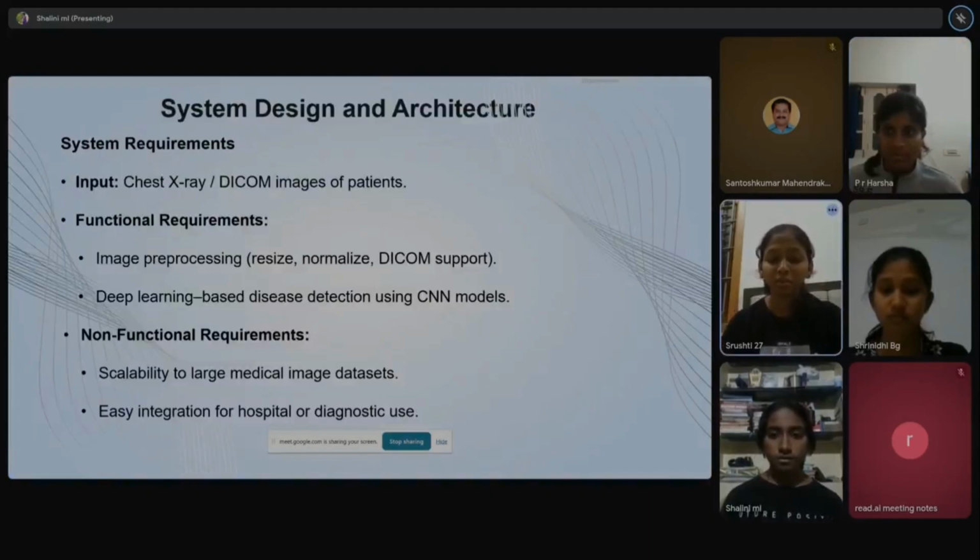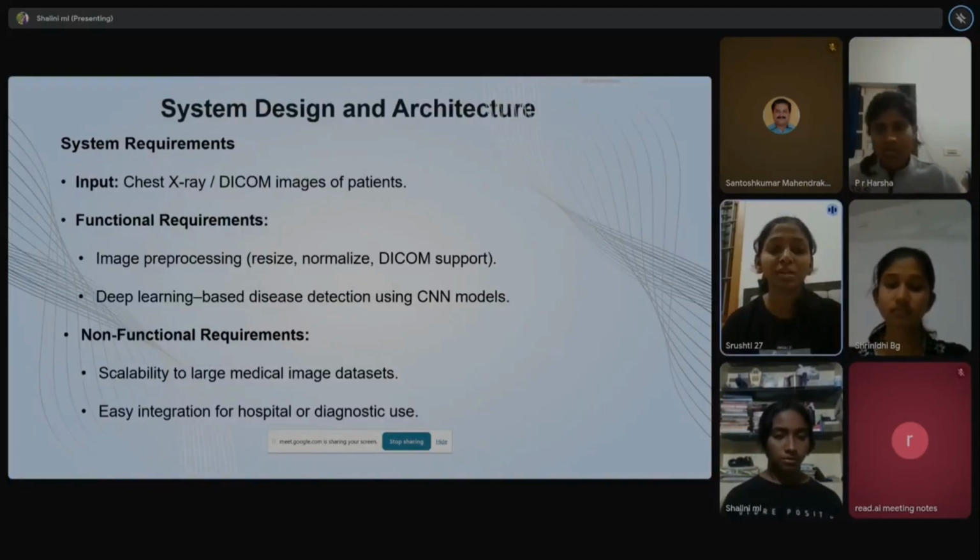In system design, there are mainly system requirements, which are the inputs. Inputs are chest X-ray and DICOM images of the patient. Here DICOM is a standard file format which is used in medical imaging.